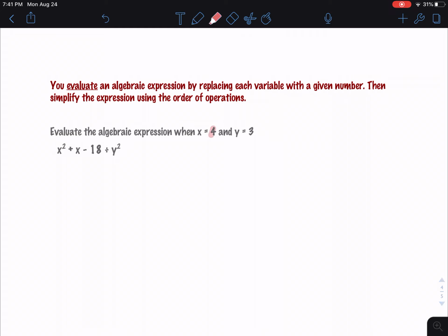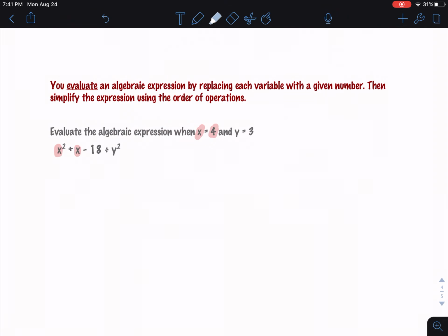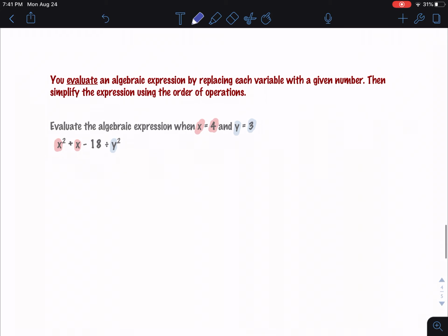First, I'm going to substitute the values of x and y into my expression. This example states that x is equal to 4, so I'm going to replace each x within that expression with a 4, and it also states that y is equal to 3, so I'm going to replace the y value with a 3. This results in the numerical expression of 4 squared plus 4 minus 18 divided by 3 squared.